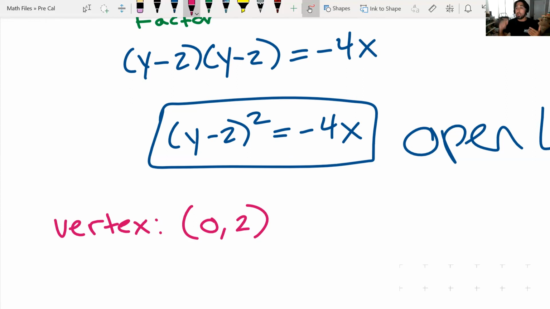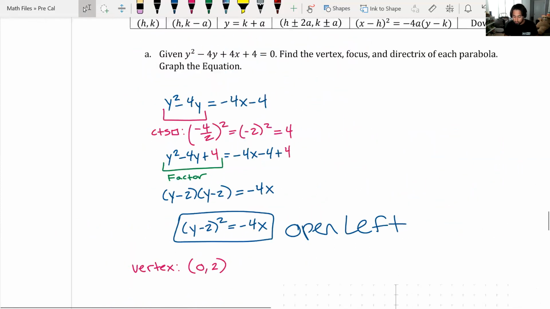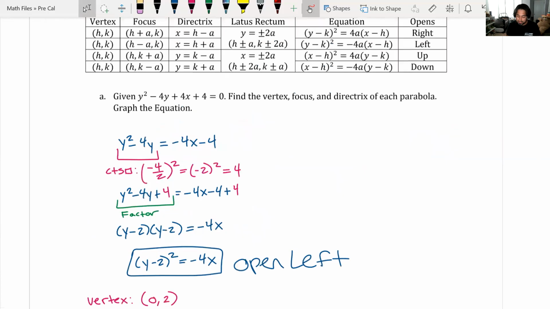Okay, so in order to find a, because we have it already, we just don't know what it is, we look at that second equation, and in order to find a, we take this negative 4a and we set it equal to the number that's in front of that x, negative 4. So we set negative 4a equal to negative 4, and we solve for a. That's it.